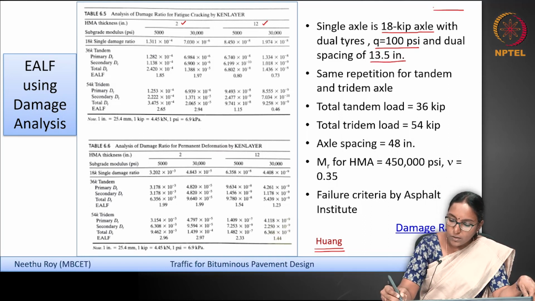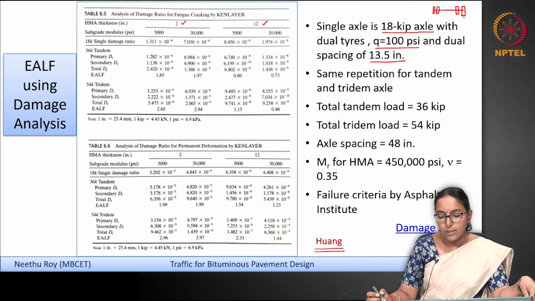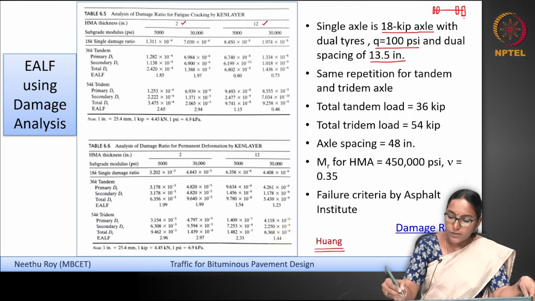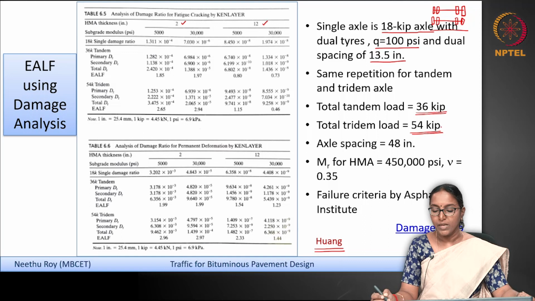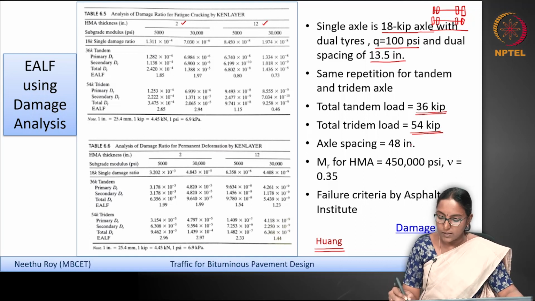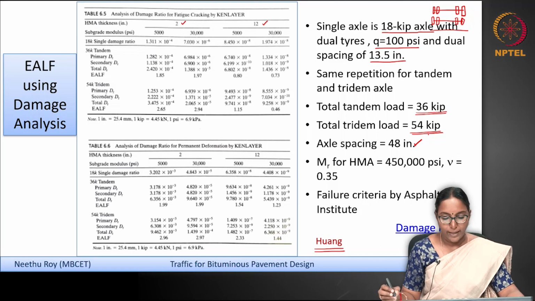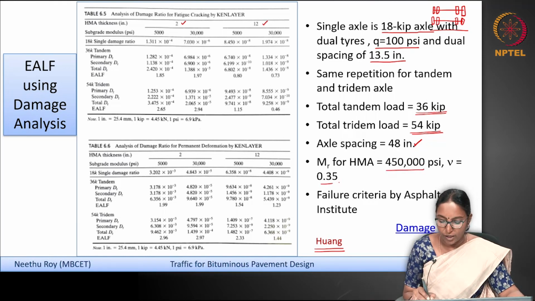This is the single axle dual wheel that is considered in this study, and for the tandem, the same load is repeated to get a tandem, and once again it is repeated to get the TRIDEM. So the total load in a tandem comes to twice 18, which is 36 kilopounds, and the TRIDEM load is 54 kilopounds. In the case of tandem and TRIDEM, the axle spacing is given as 48 inch. This is a two-layer system, and the pavement layer is considered to have a modulus value of 450,000 psi and a Poisson's ratio of 0.35.